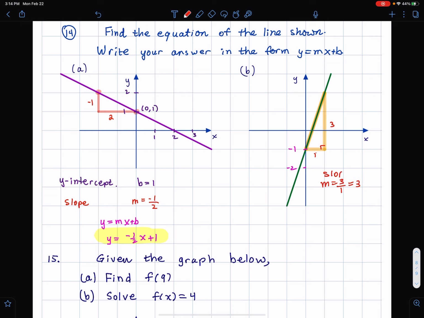That's the slope. And then the y-intercept is (0, -1), so b equals -1. And so then when I throw that into y equals mx plus b, I get y equals 3x minus 1.